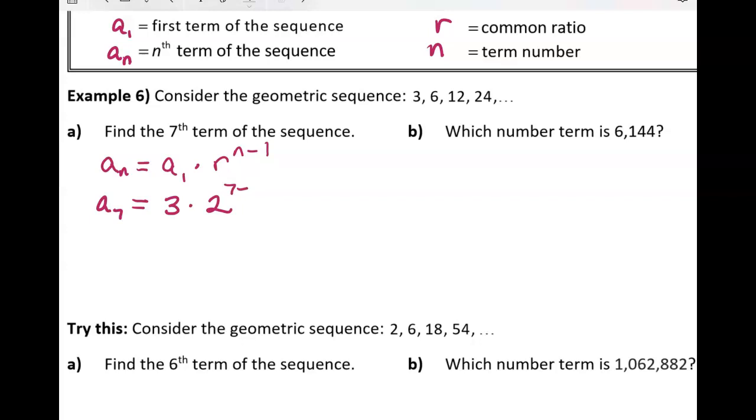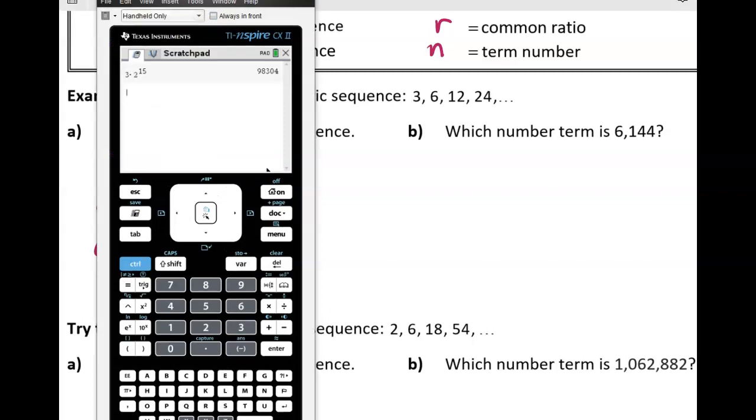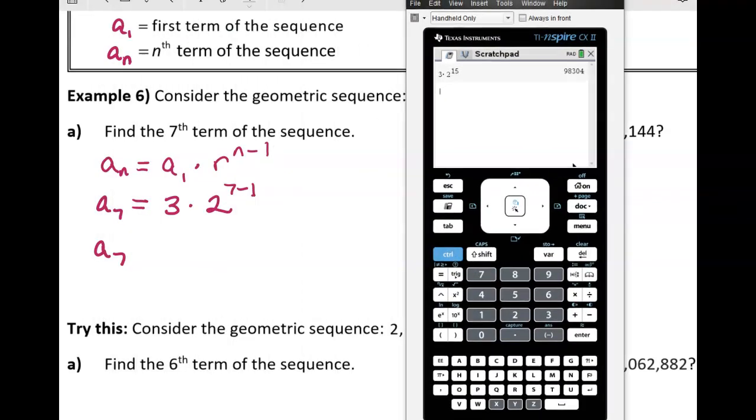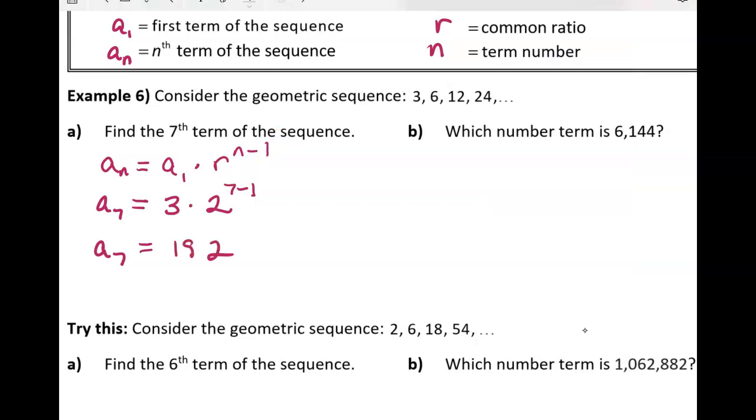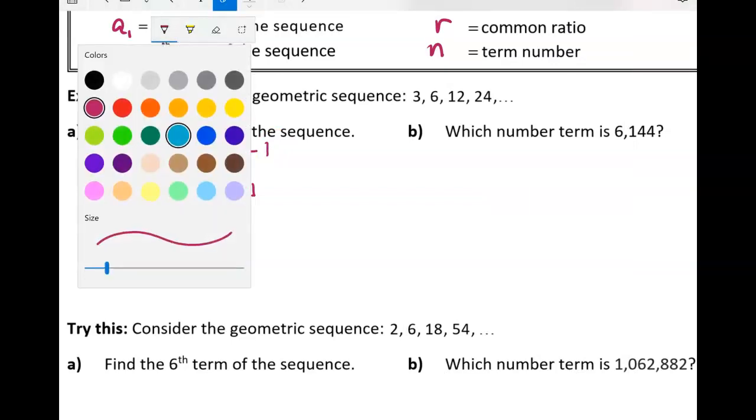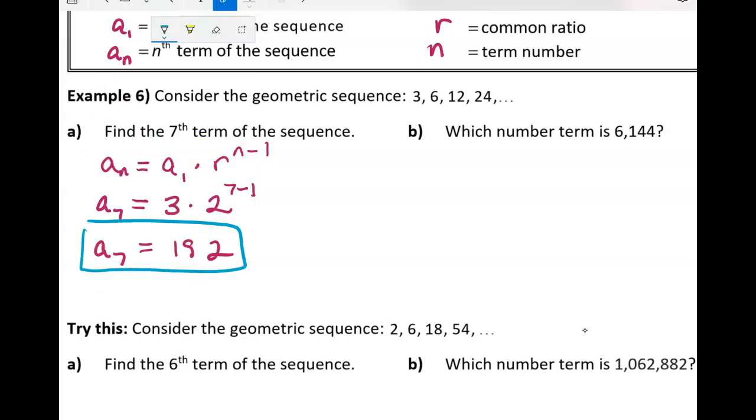And so since we replaced n on the left with 7, that means that we can replace n on the right with 7 as well. So a sub 7 is 3 times 2 raised to the 6th power. So 3 times 2 raised to the 6th power gives us 192. And that's the value of the 7th term of the sequence.